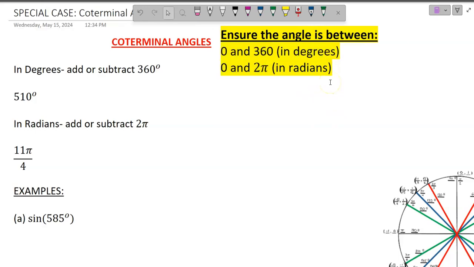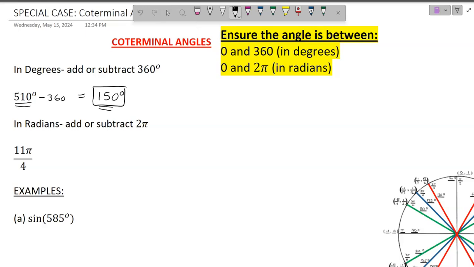Essentially the shortcut of this lesson, or the summary, is that anytime you have a trig ratio whose angle is bigger than 360 or 2 pi, or negative, you will find its coterminal parent angle that's between 0 and 360 or 2 pi. So for example, when I'm looking at a 510 degree angle, the first thing I'm going to do is subtract 360 from it, and that gives me 150 degrees. That means, guys, that 510 and 150 will act the same way.